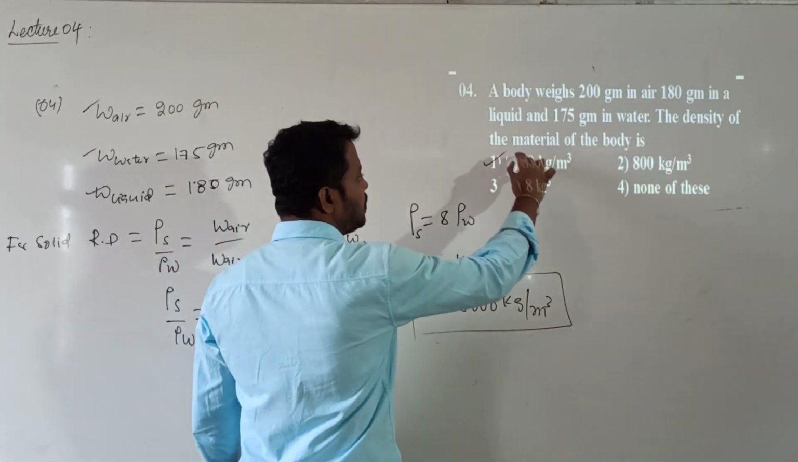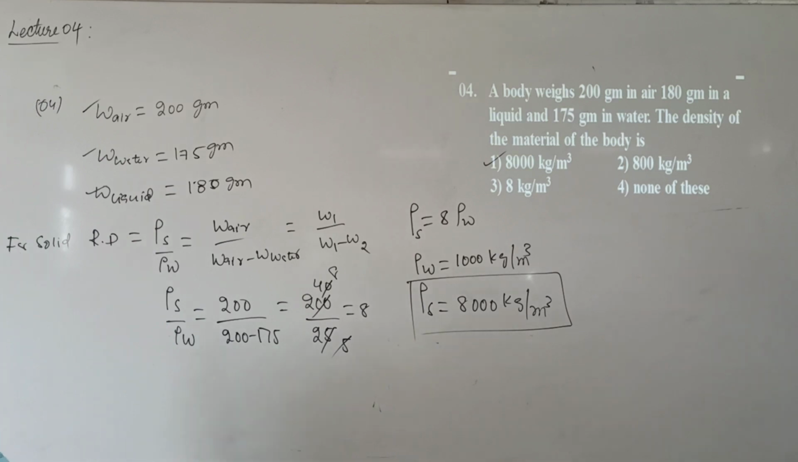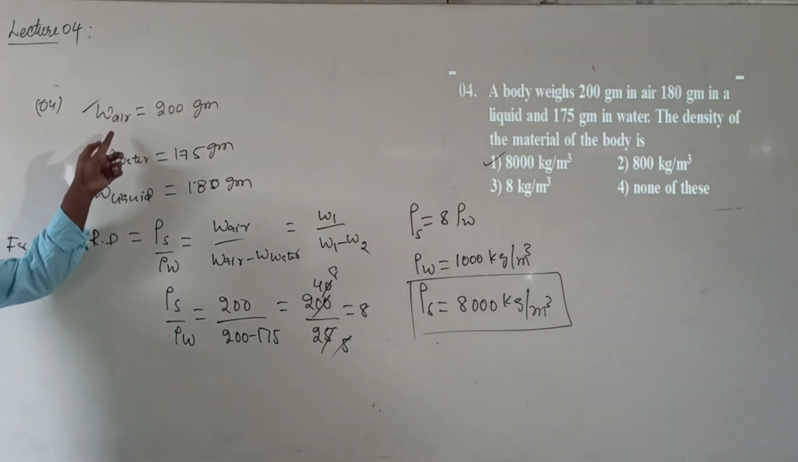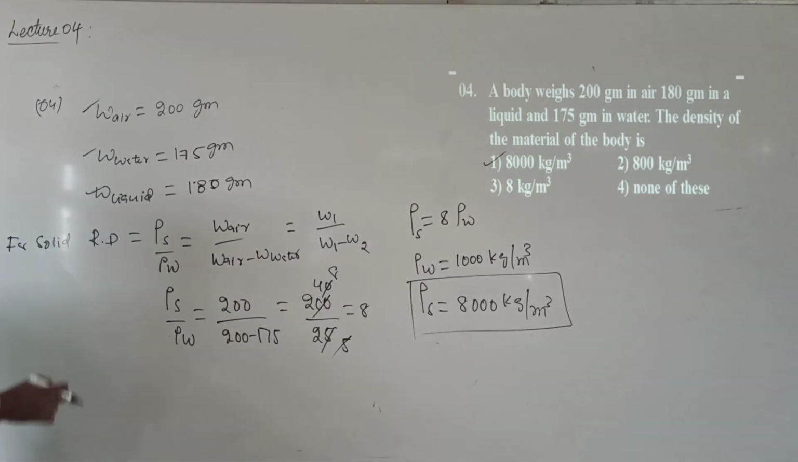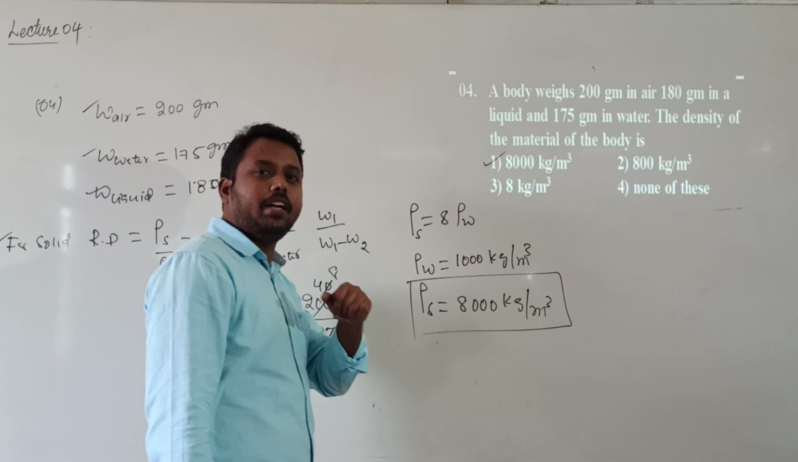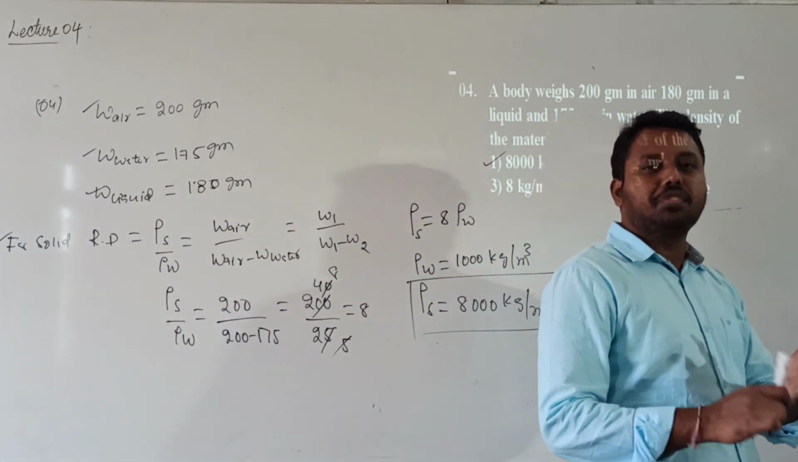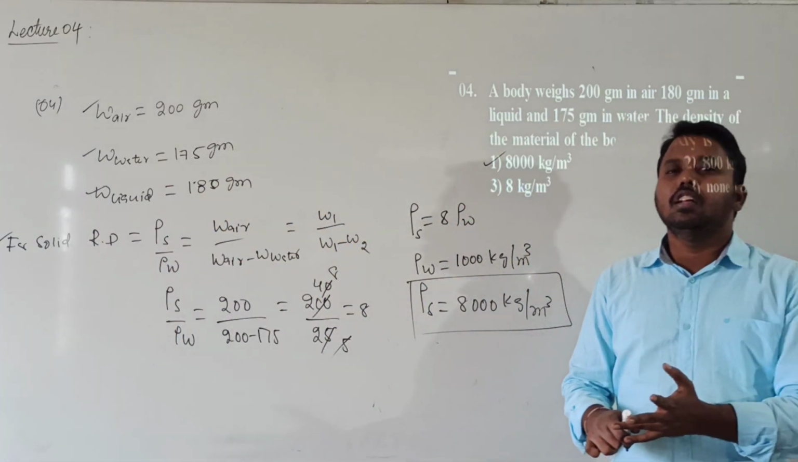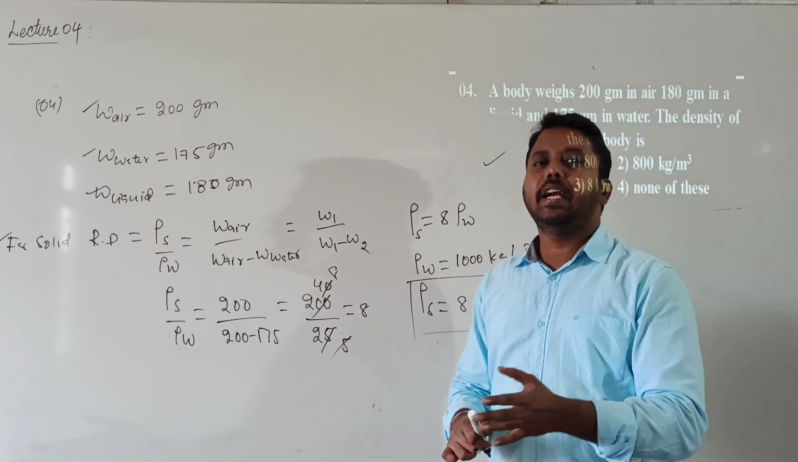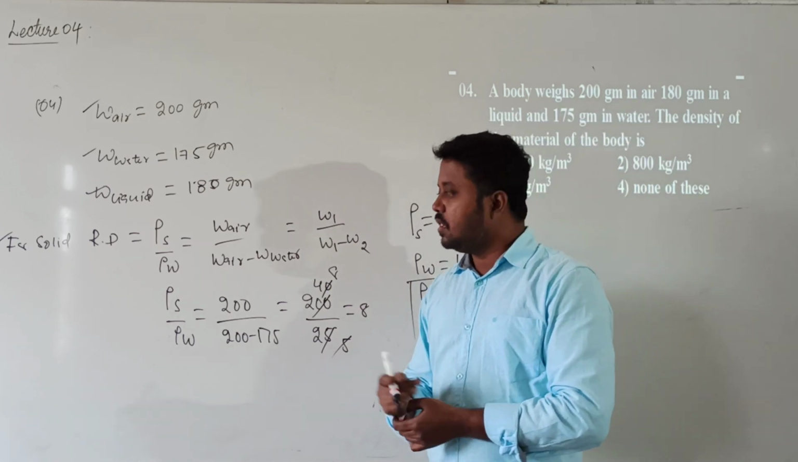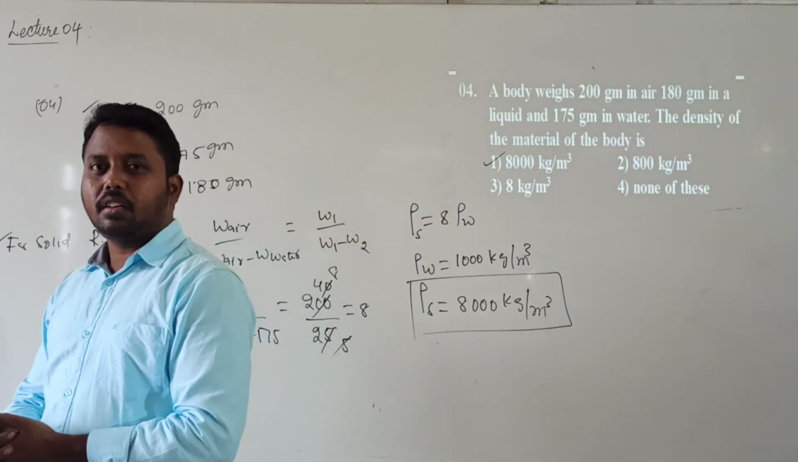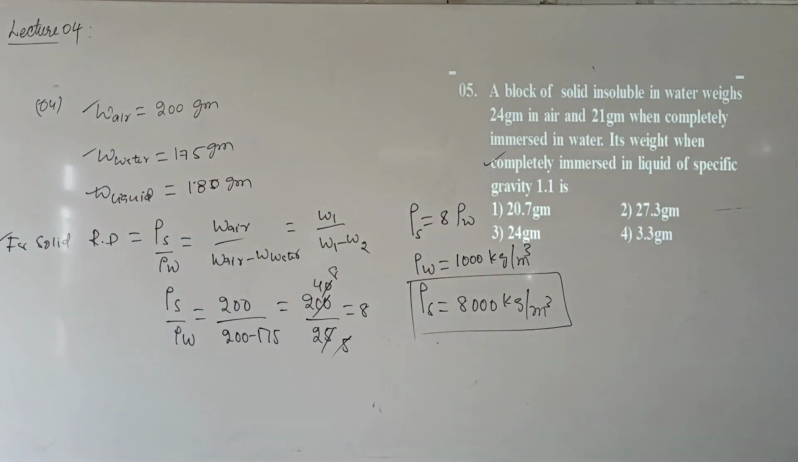So this is the first one. In the question, the weight in air is given and the weight in water is given. Relative density, this we discussed. Applications of Archimedes principle: relative density of a solid, relative density of a liquid, finding the volume of a cavity, finding the impurity of a material. All that we discussed now. So this is question number 4. Okay? Next one, question number 5.